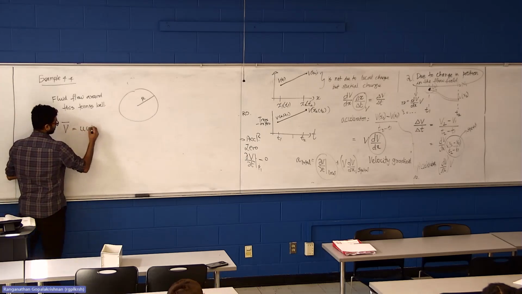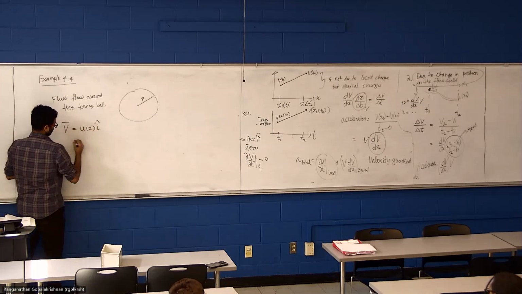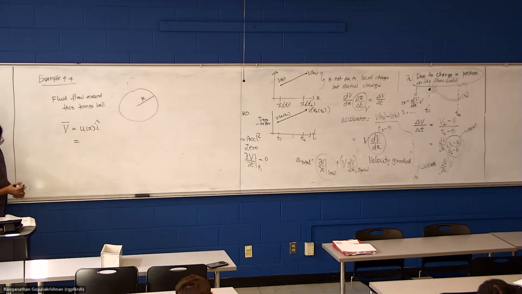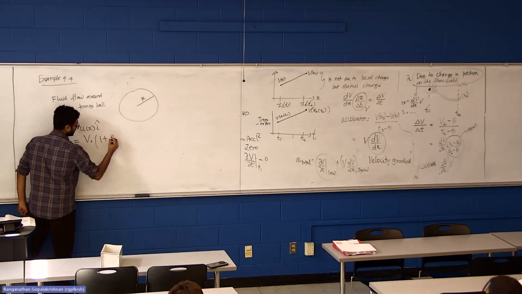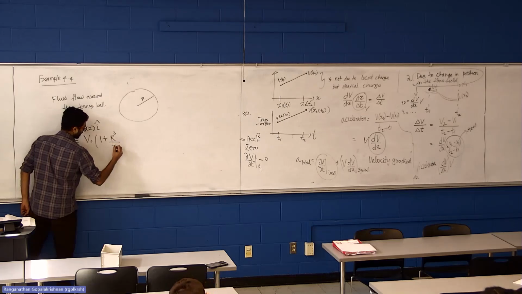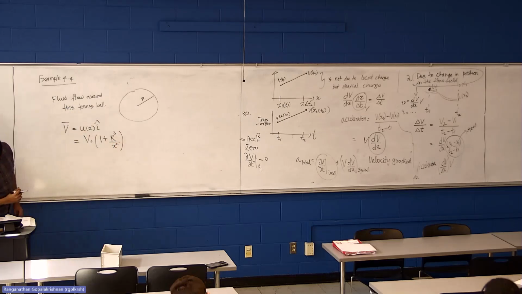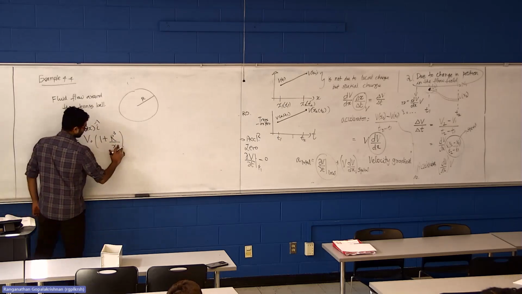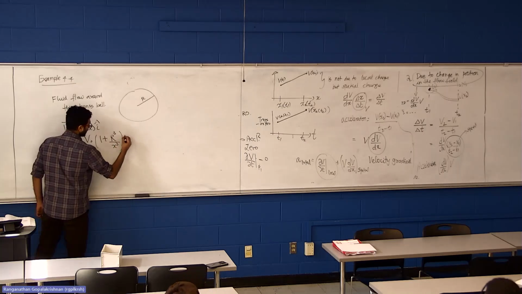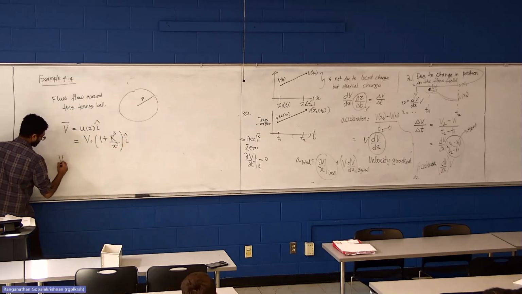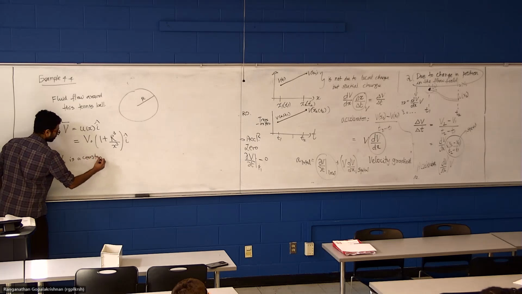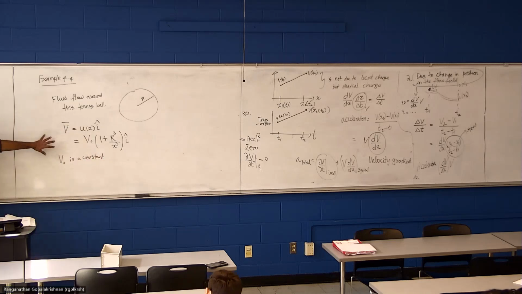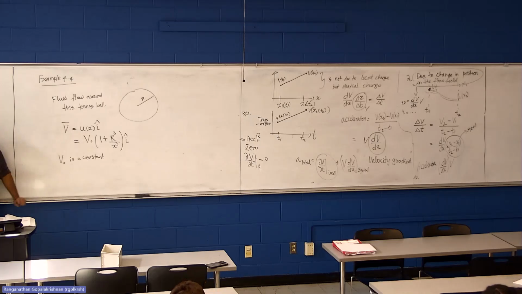Q of x i cap, which is equal to V naught times 1 plus R cube over x cube, i cap, where V naught is a constant. Of course, it has to be. And V naught is a velocity, so the dimensions will make sense. So that's okay.